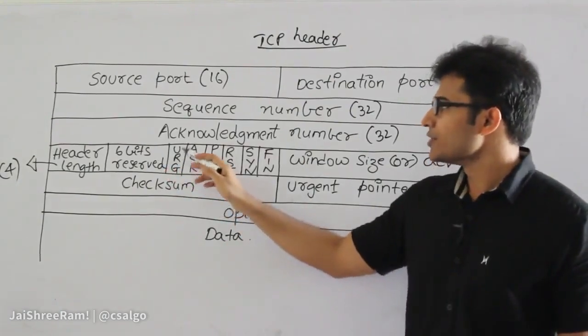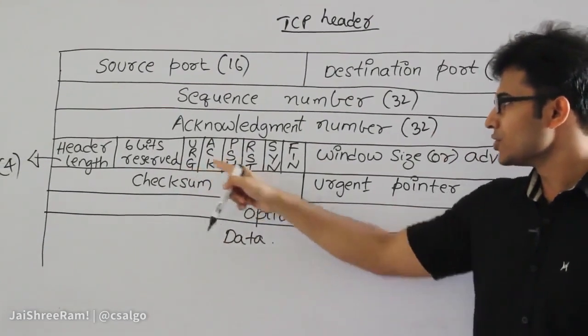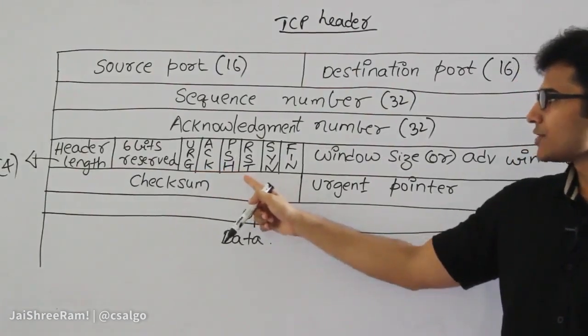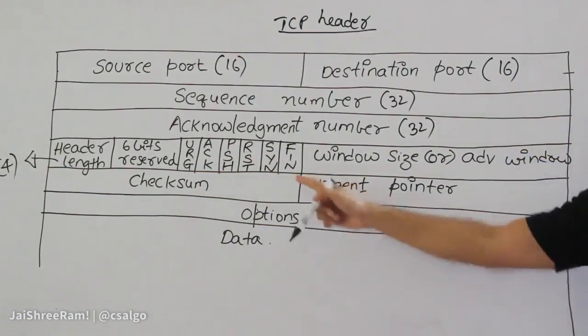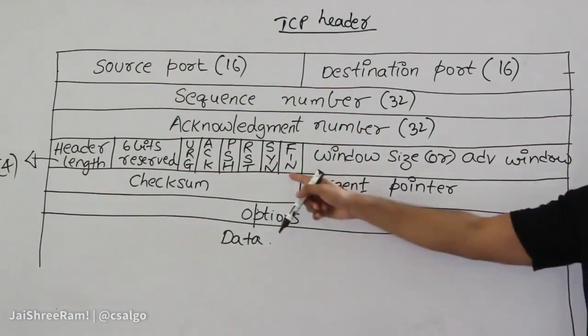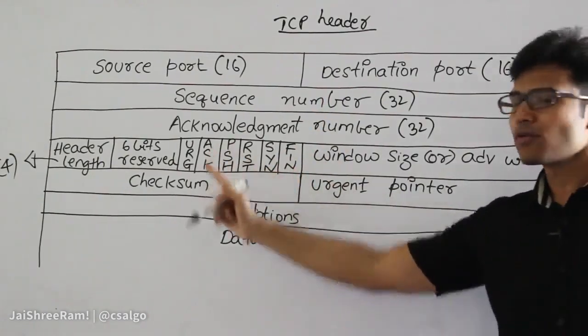And the next one is URG. URG means urgent. These are all flags. Each flag is 1 bit. URG means urgent, ACK means acknowledgement, PSH means push, RST means reset, SYN means SYN, FIN means FIN. We shall discuss the various uses of these flags later, but just remember that all these flags are 1 bit each.